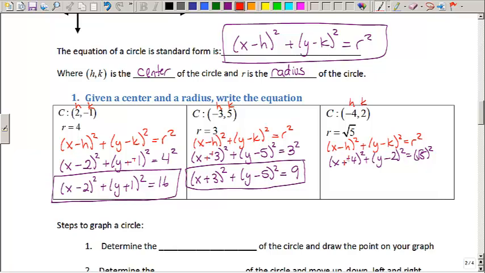To simplify, subtracting a negative is the same thing as adding a positive, so I get x plus 4 squared plus y minus 2 squared. And the square root of 5 squared, the square and the square root are opposites, and so they cancel each other out, and I'm just left with equals 5. So that's the first thing that you'll be asked to do. Given a center and a radius, you can now find your equation.